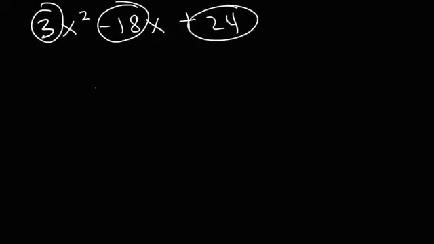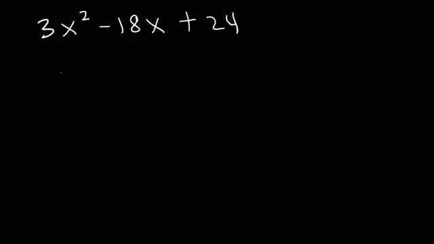Now let's try another similar example. Let's factor 3x squared minus 18x plus 24. So feel free to pause the video if you want to try it. Notice that all of the coefficients are divisible by 3. So we're going to take out the GCF, which is 3. 3x squared divided by 3 is x squared. Negative 18x divided by 3 is negative 6x. 24 divided by 3 is 8.